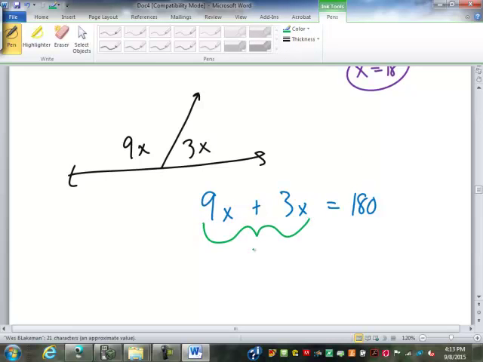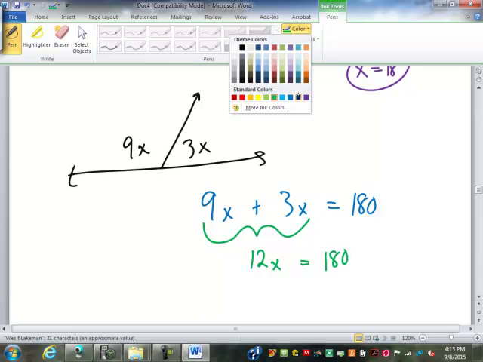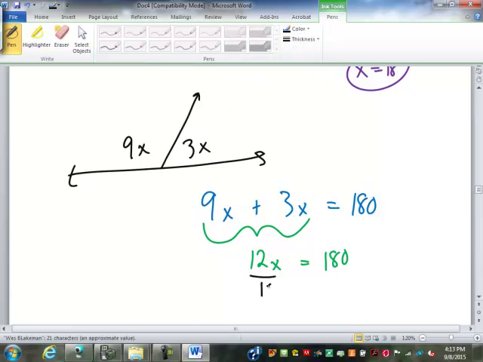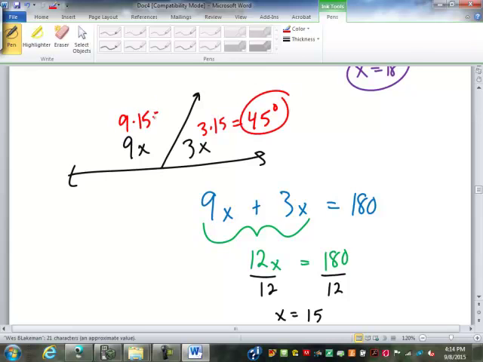Perfect. 9x and 3x make 12x equals 180. And we divide by 12. Good. X equals 15. Now that's not any of our answers yet. What do we have to do? Sure. Put x in, we put 15 in for x. 3 times 15 is 45 degrees. 9 times 15, 135 degrees. Beautiful.